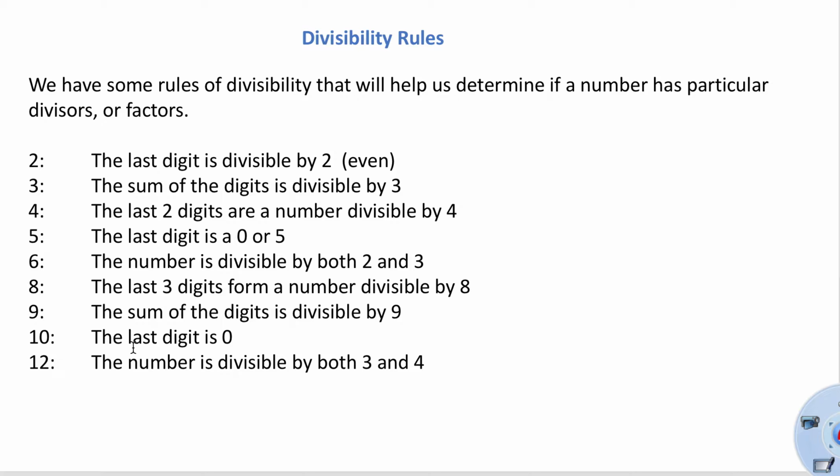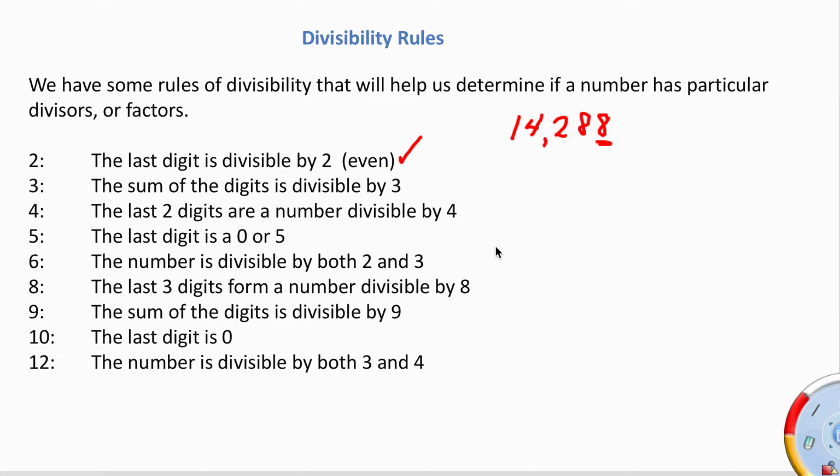Okay, so let's take a number, 14,288. And I want to know, is it divisible by 2? For a number to be divisible by 2, all we need to know is if the last digit is divisible by 2, then the entire number is. And yes, 8 is divisible by 2, so 14,288 is.